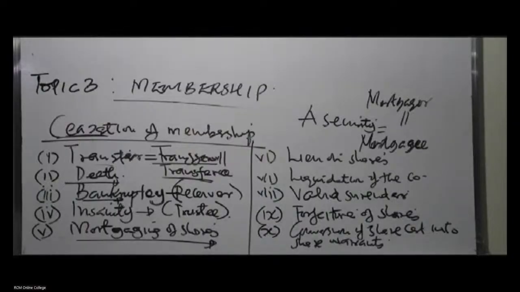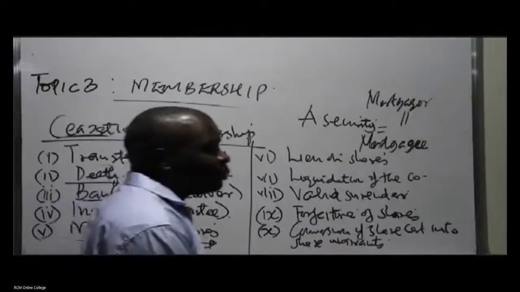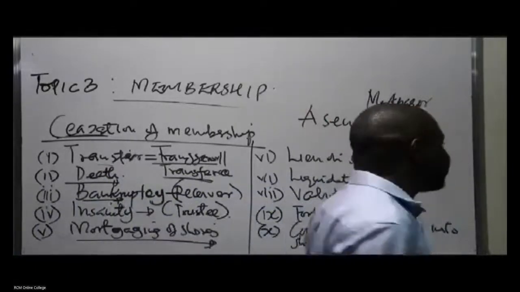I can see mortgagor. Among the two parties, who is the lender? I was asking that because I wanted you to get the point and it has to stick. The lender is the mortgagee.